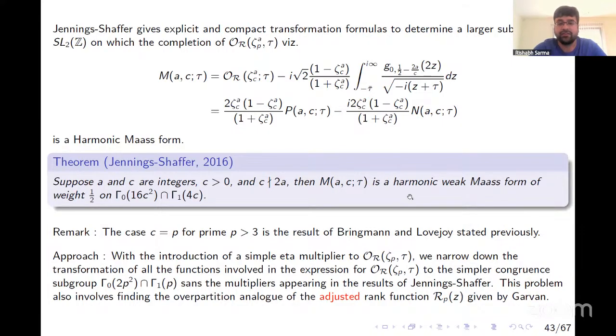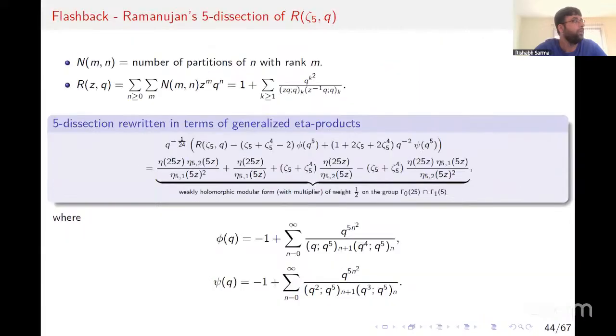So here I talk about the adjusted rank function as promised. So a flashback to the 5-dissection of the rank function due to Ramanujan. So here were the products. I have brought the correction factors to the left and kept the products on the right. And it is not very difficult to see that these products are weakly holomorphic modular forms of weight half on this congruence subgroup Gamma_0(25) intersection Gamma_1(5), which is a special case of Gamma_0(p^2) intersection Gamma_1(p) when p is 5.